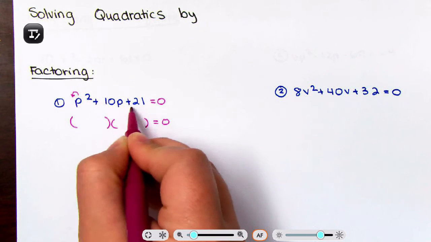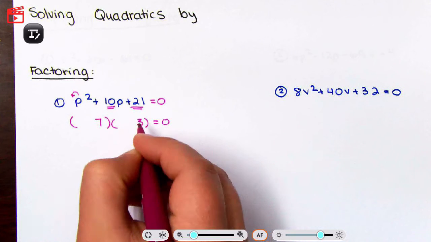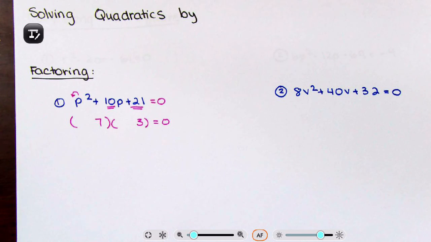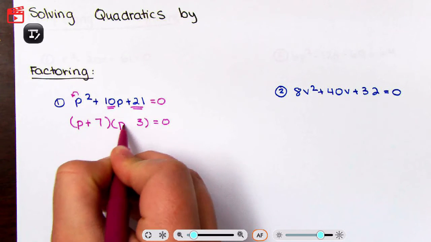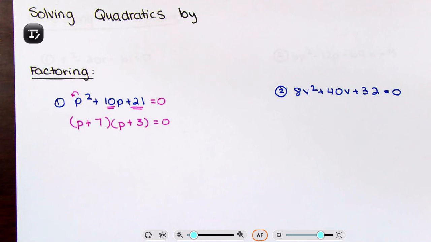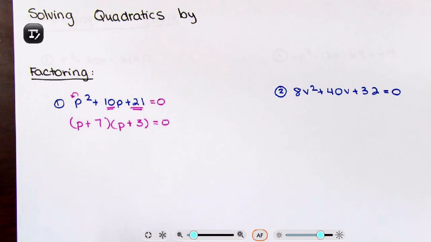Two numbers that multiply to 21 but add up to 10. I'm thinking 7 and 3. 7 times 3, let me double check, in fact is 21, and 7 plus 3 is positive 10. So that means I got p plus 7, p plus 3. Now again, what's our objective? What's our goal? And that is to solve for the variable.